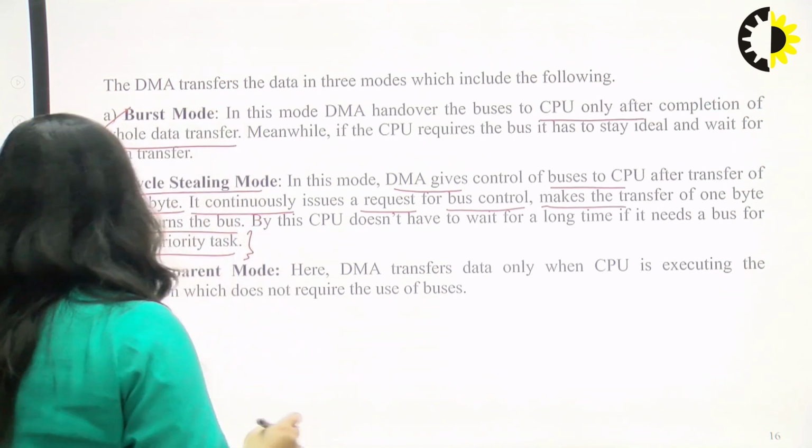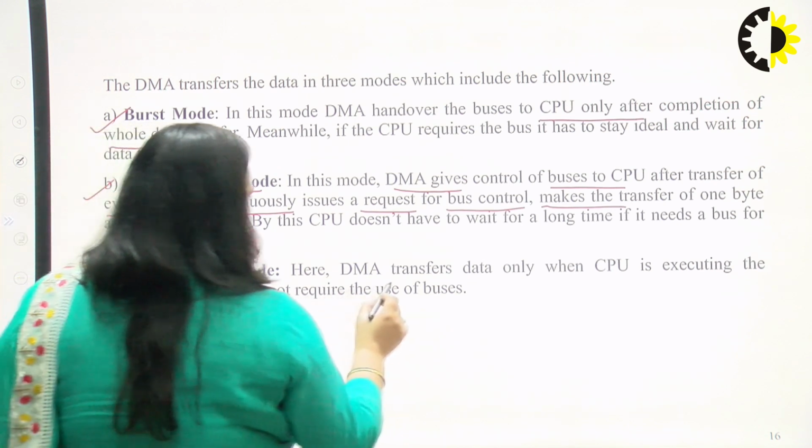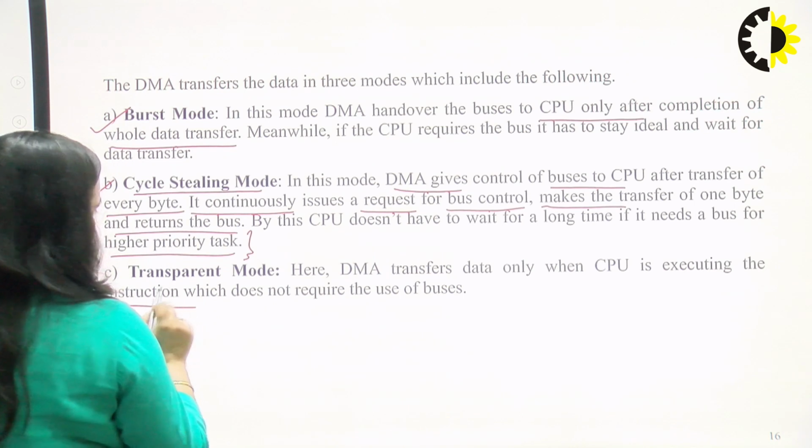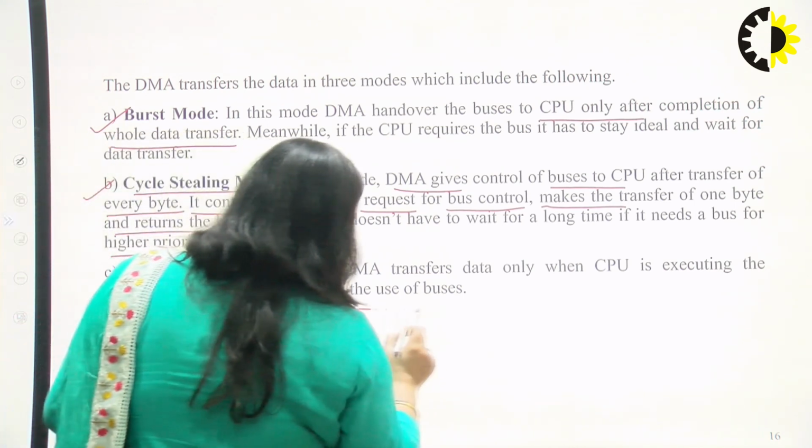And the third mode is transfer mode. Here DMA transfers data only when CPU is executing an instruction which does not require the use of buses.